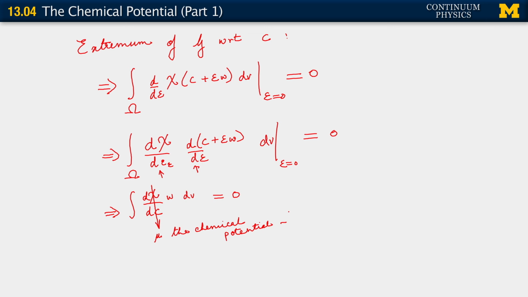All right. So the condition we have now is the integral over omega of the chemical potential times the variation, dV, equals 0 for all W belonging to phi.